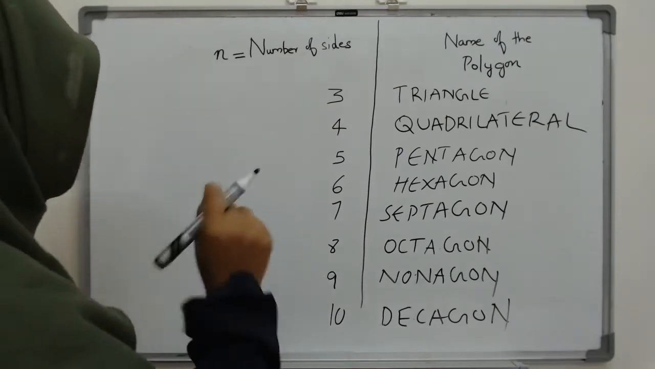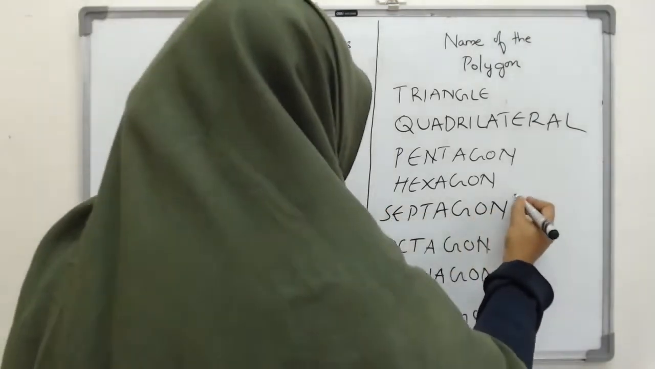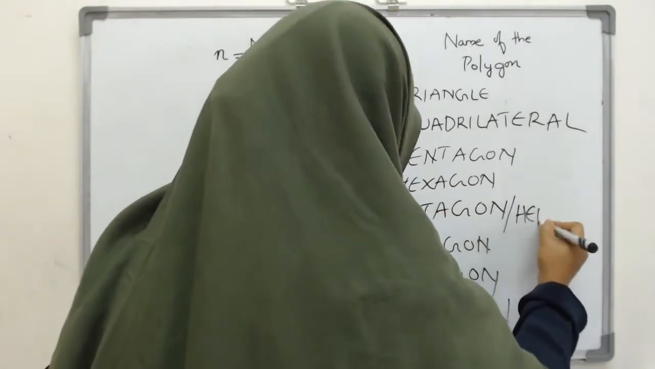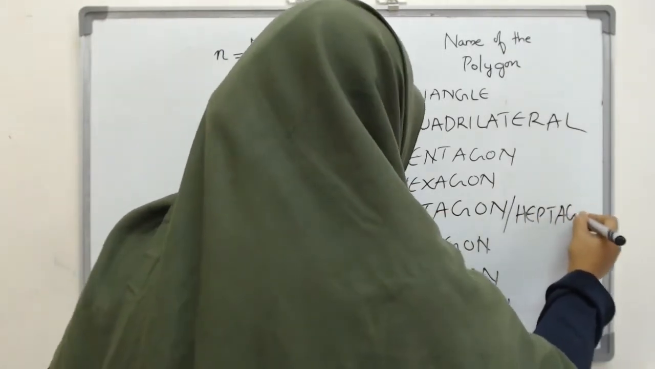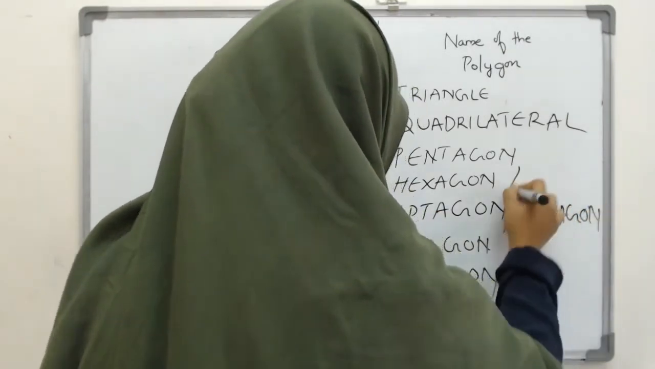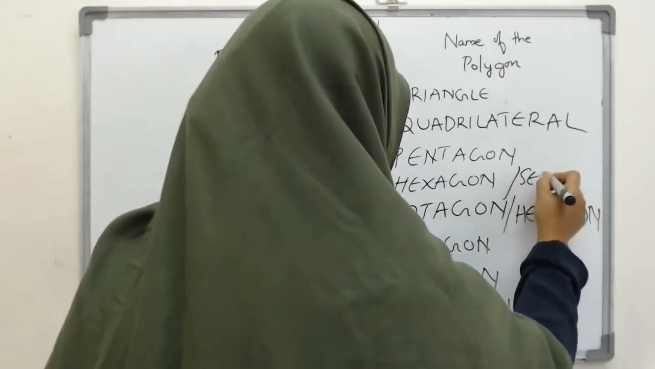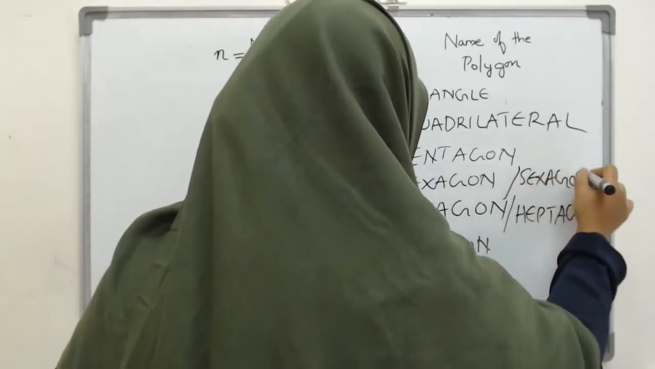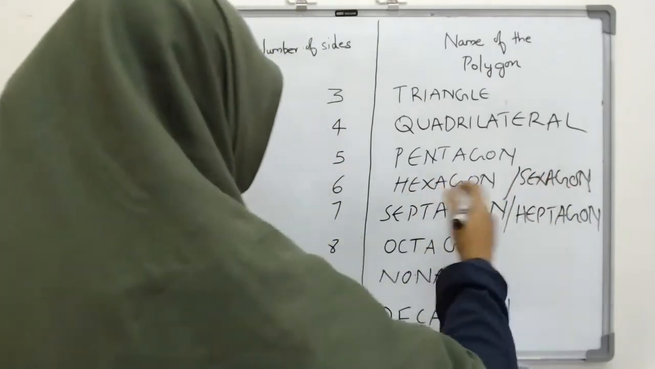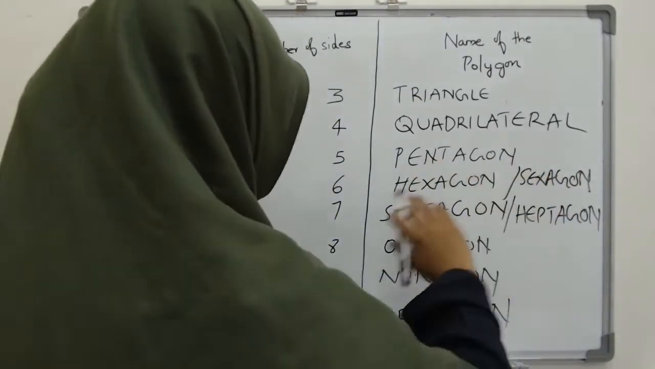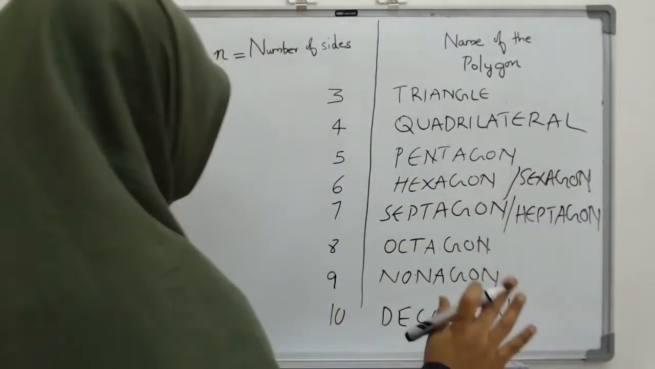And then in some books you will see septagon written as heptagon also. They both are the same. One is Greek and the other one is Latin. And also hexagon, you will see in some books written as sexagon also. So it's a difference in the language, Greek and Latin, but it means the same thing.